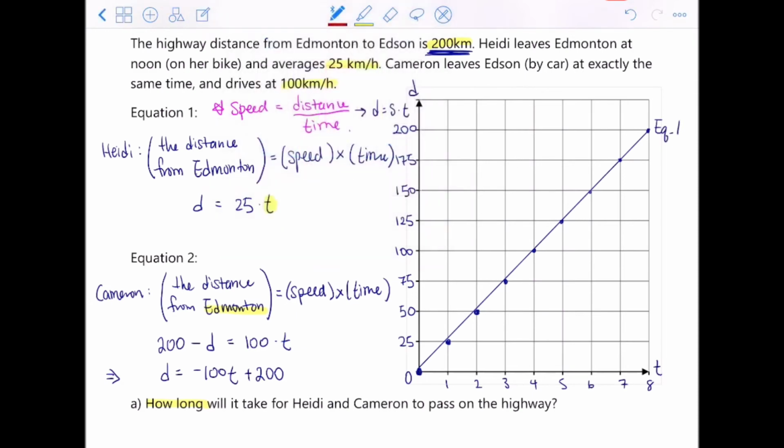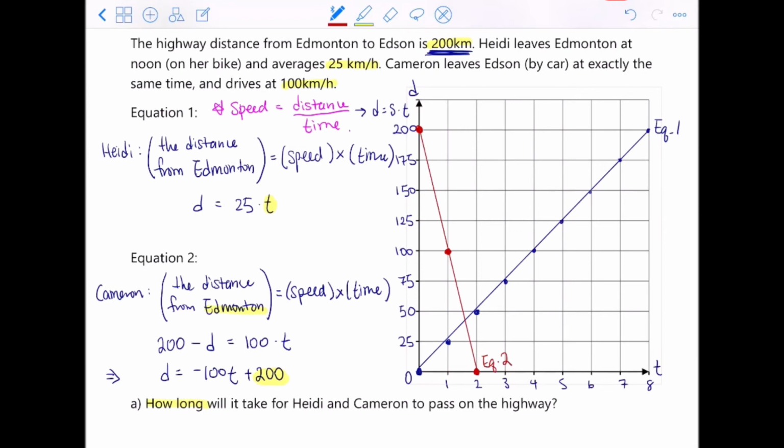And I'll use red for equation 2. So this time the y-intercept is at 200. So we're starting at 200 at time equals 0, and for equation 2 it goes down by 100 each hour. So here and then here. Okay, so we're going to connect the points again. And again, do not write the arrows here. No need. It ends somewhere.